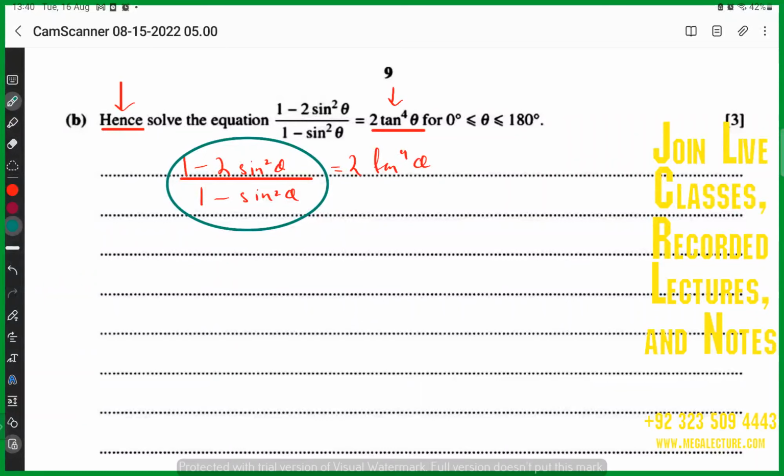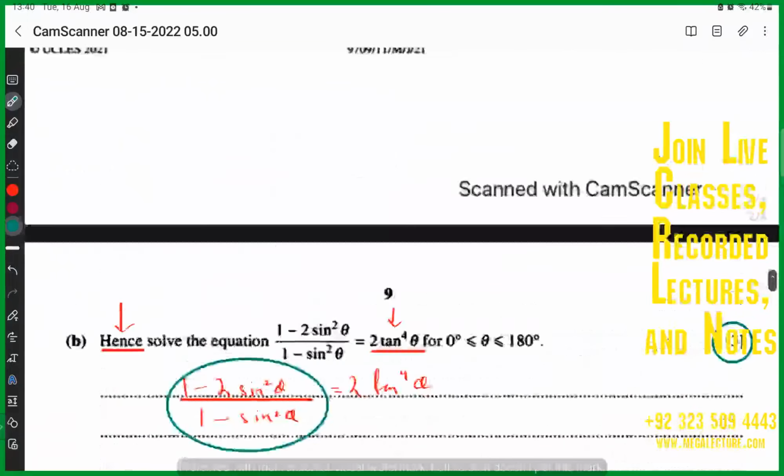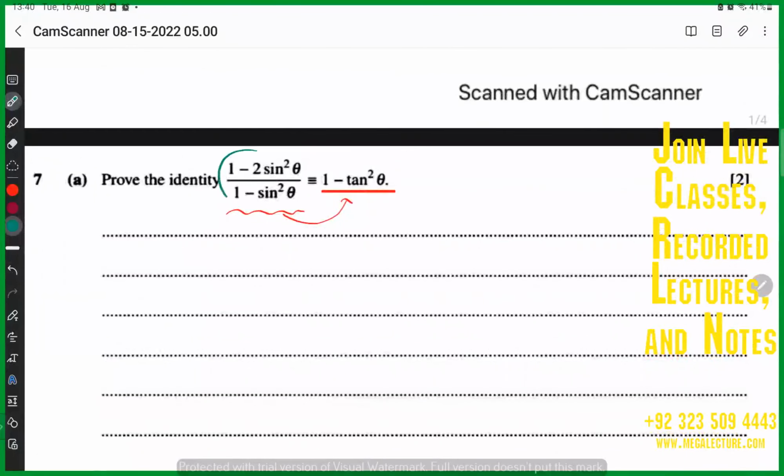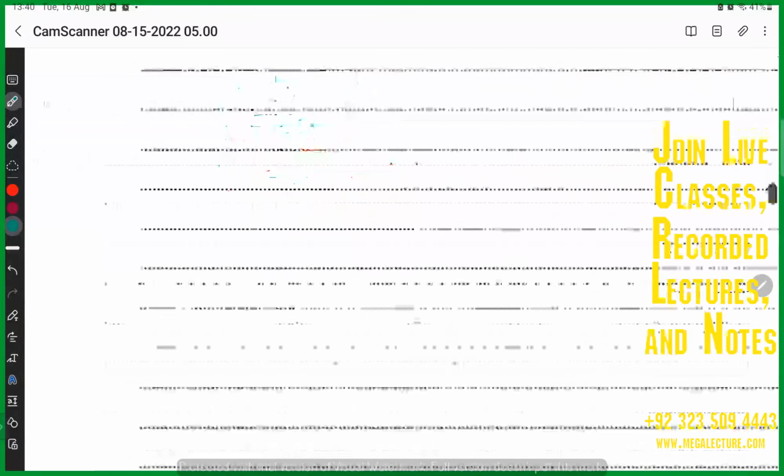So basically, in this part, what's happening? We were asked to solve this equation, and the issue is that sine and tan are two different trigonometric functions. I can do some simplification and make these two trigonometric functions one trigonometric function, but it is just a 3-mark question. So this much working and all of that is not required, okay? Hence means I need to use the previous part. So if I go to the previous part, it says this thing that we do have in the second part, this thing right here is basically equal to this thing. So it's equal to 1 minus tan square theta.